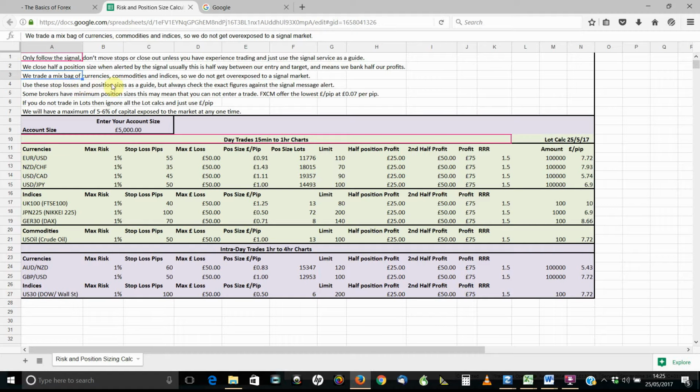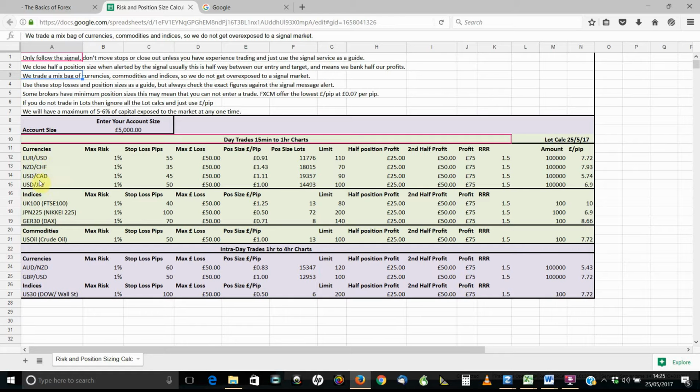We trade a mixed bag of currencies, commodities and indices, so we don't get overexposed to a single market. It's very easy when trading to have lots and lots of the same trades, basically. So for example, you might be trading dollar related currencies, and that means that you're overexposed to the dollar. So you'll find that we've got a mix here.